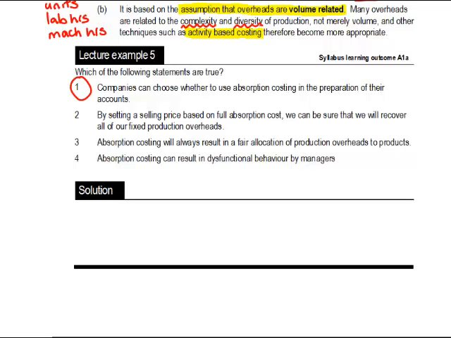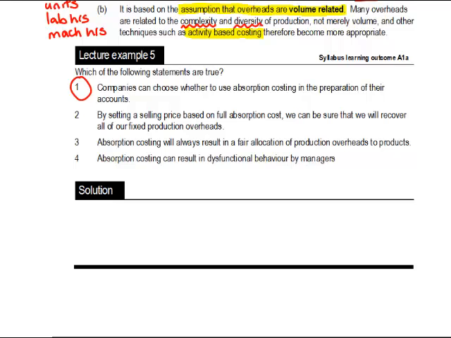If they choose not to, though, they're not going to be complying with IAS 2. So if they use another system, such as marginal costing, which we'll be looking at shortly, then it means they're going to have to do some reconciliations. In their financial accounts, they must include an element of fixed production overhead. So most companies do actually choose to use absorption costing in the preparation of their accounts so that they don't have to do these complicated reconciliations at the end. But it's still a choice.